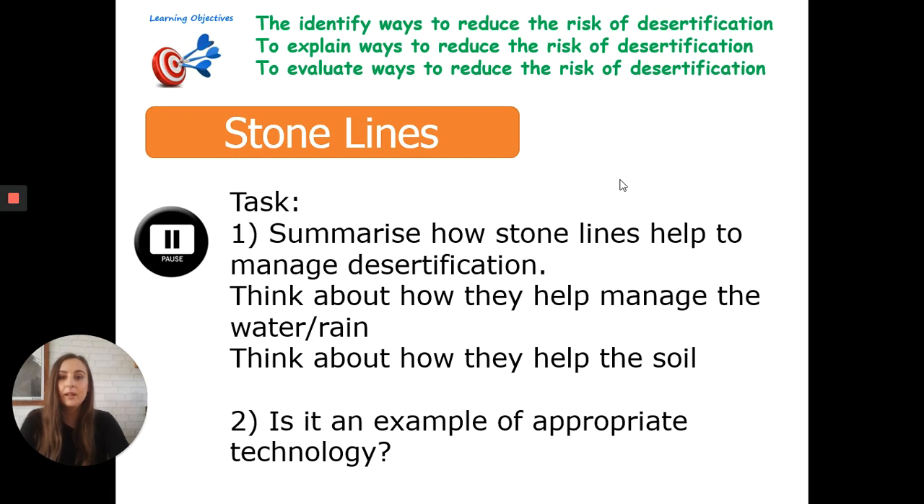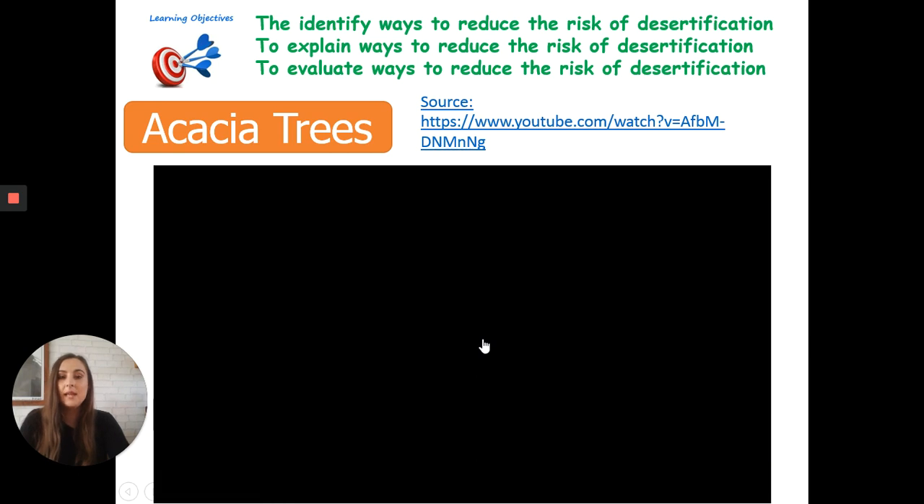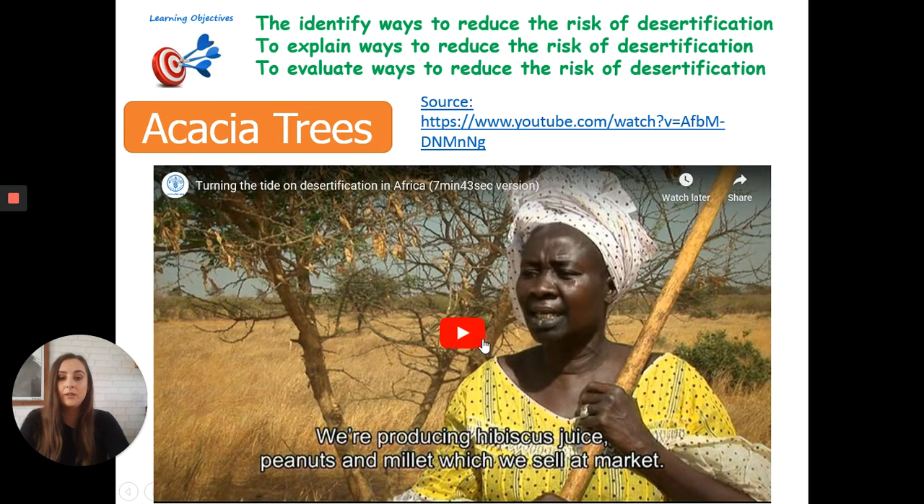And then the last method that we're going to have a look at today are acacia trees. So again, bear with me while I get the video playing, and do the same, jot down some notes, always have in mind, how does it work? Does it help to reduce the risk of desertification? And is it appropriate technology?